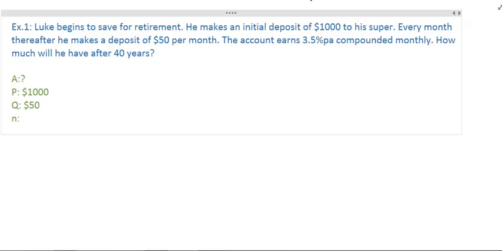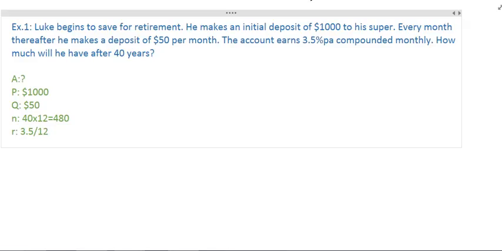N, the number of payments. Since he's making payments monthly for 40 years, that will be 40 times 12, or 480. So he's going to have 480 compounding periods and 480 deposits. And finally, R, your periodic interest rate. So because that 3.5% is monthly, we need to divide it by 12. Again, we can just chuck it like that right in the equation.